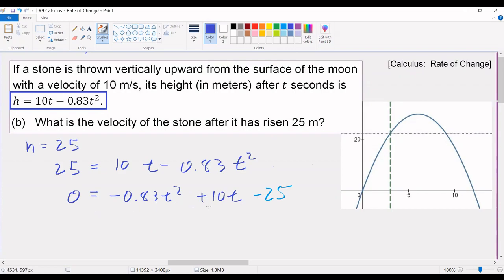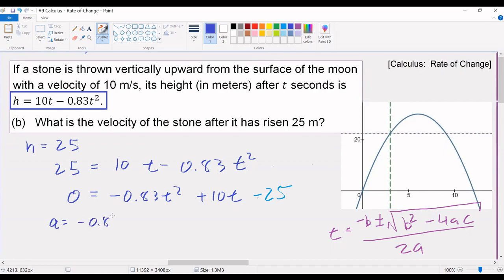Now, we need to find the value of t. In order to do this, we're going to use the quadratic formula. To remind ourselves what the quadratic formula is, there's a nice song, if you remember it: t is equal to minus b plus or minus the square root of b squared minus 4ac all over 2a. If you remember this formula, that'd be great. Before we do any substitution, we want to define our a value, which in this case is negative 0.83. Our b value is positive 10. And lastly, our c value is equal to negative 25.